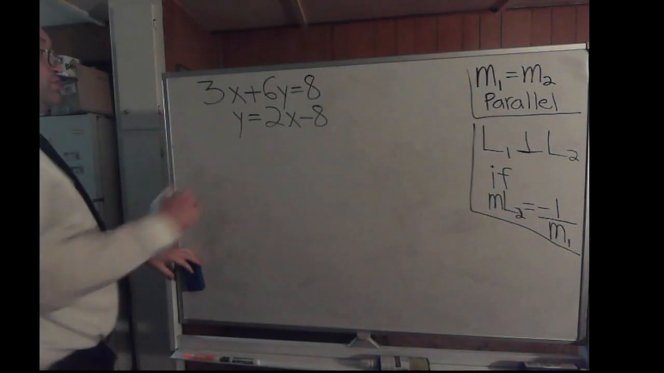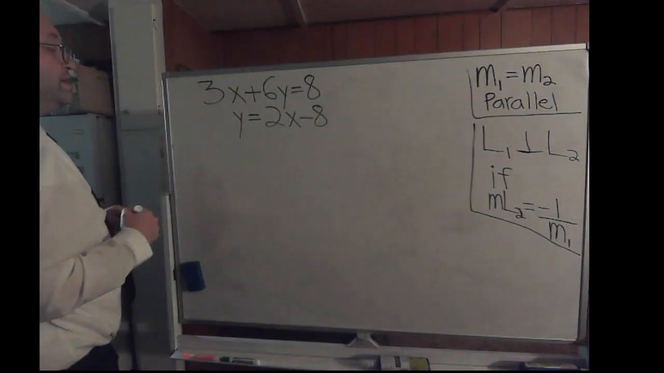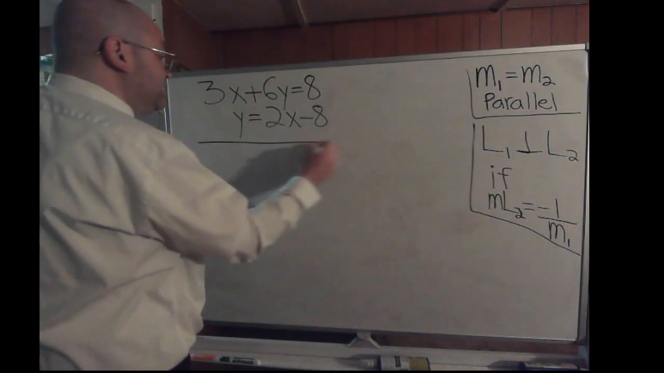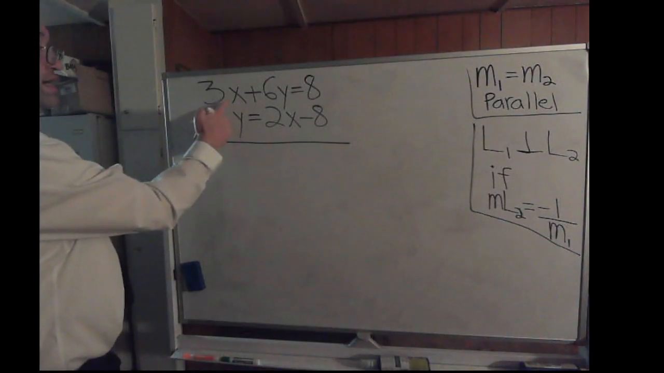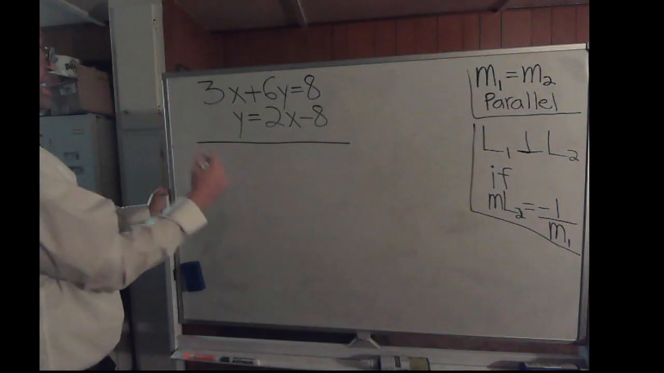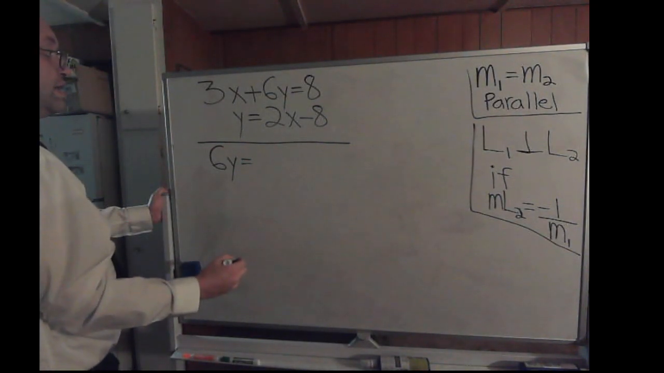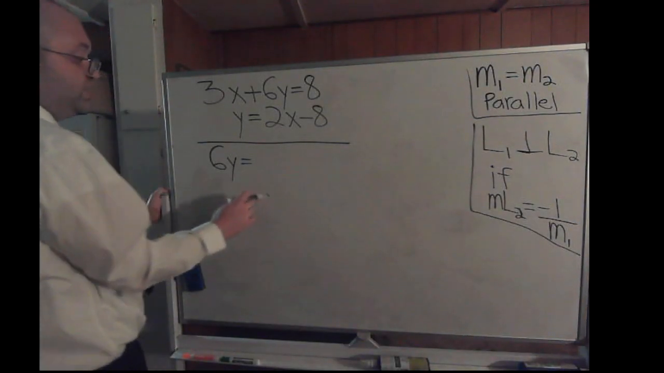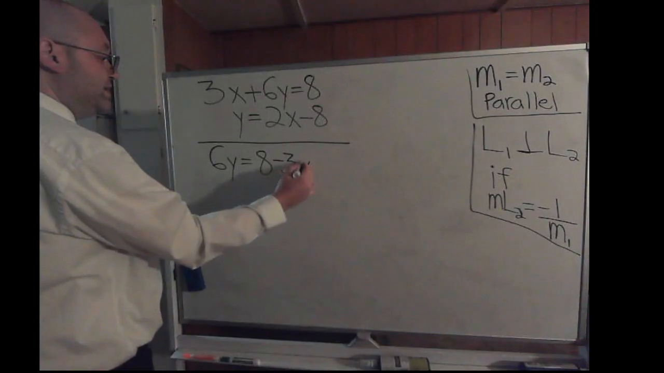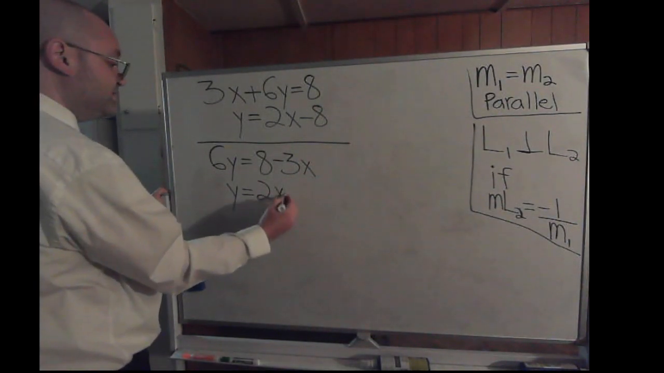First thing you want to do, work on that first equation. Okay? Get that 6y by itself on the left side. So in order to do that, we got to subtract 3x from the left side. If you do that, you do in fact get 6y by itself. But what you do to one side, you got to do to the other. You'd have to do 8 minus 3x on the right-hand side. You're still left with y equals 2x minus 8 for the second equation.